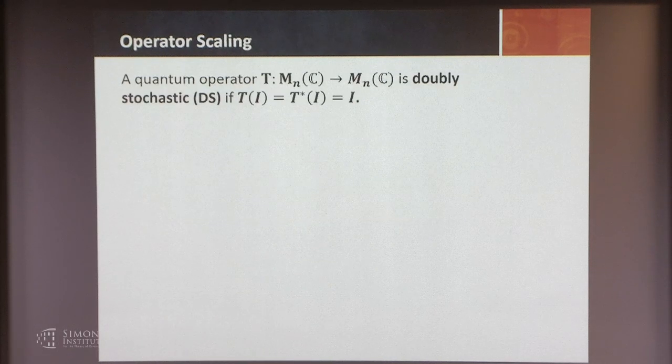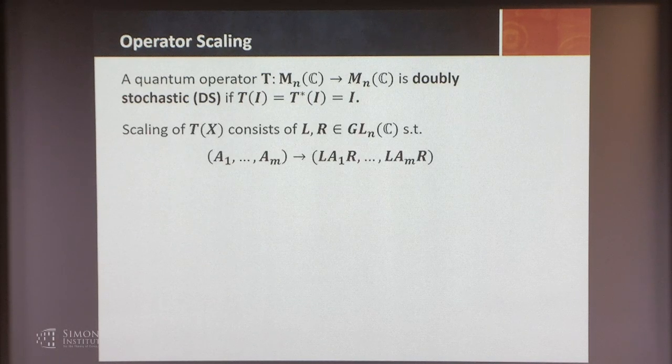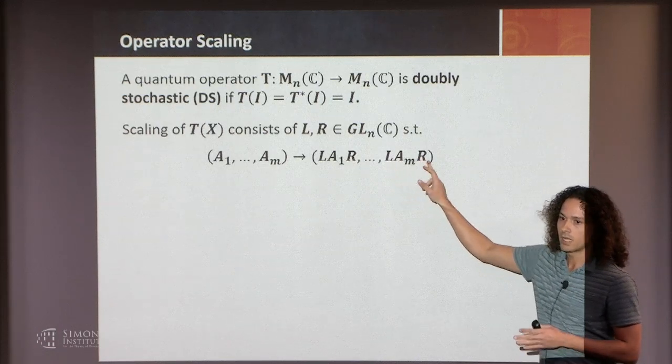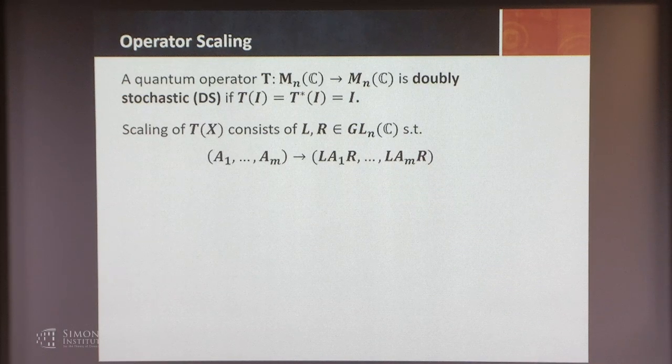Here's the definition of doubly stochastic. My quantum operator is doubly stochastic if the identity is a fixed point of both T and the dual map, so both T of I and T dual of I map to the identity. Now, what is a scaling? A scaling of this map T consists of two invertible matrices now. Remember, before I had diagonal matrices in the matrix scaling, but now I have invertible matrices, such that I multiply all of the matrices A_i simultaneously on the left by L and on the right by R. So it's this left-right multiplication.